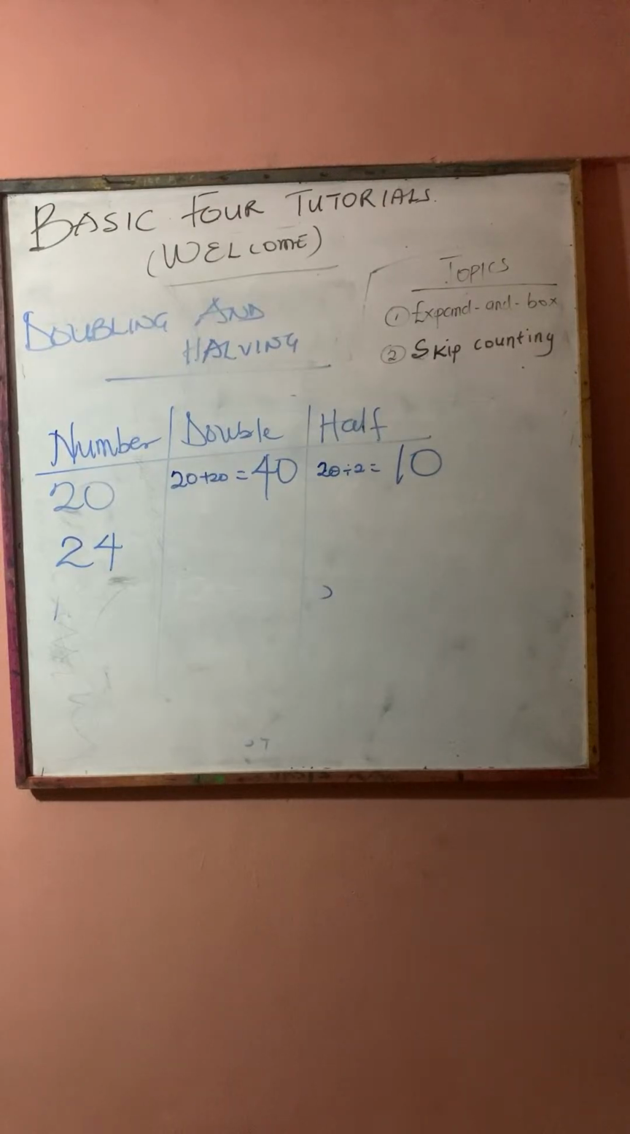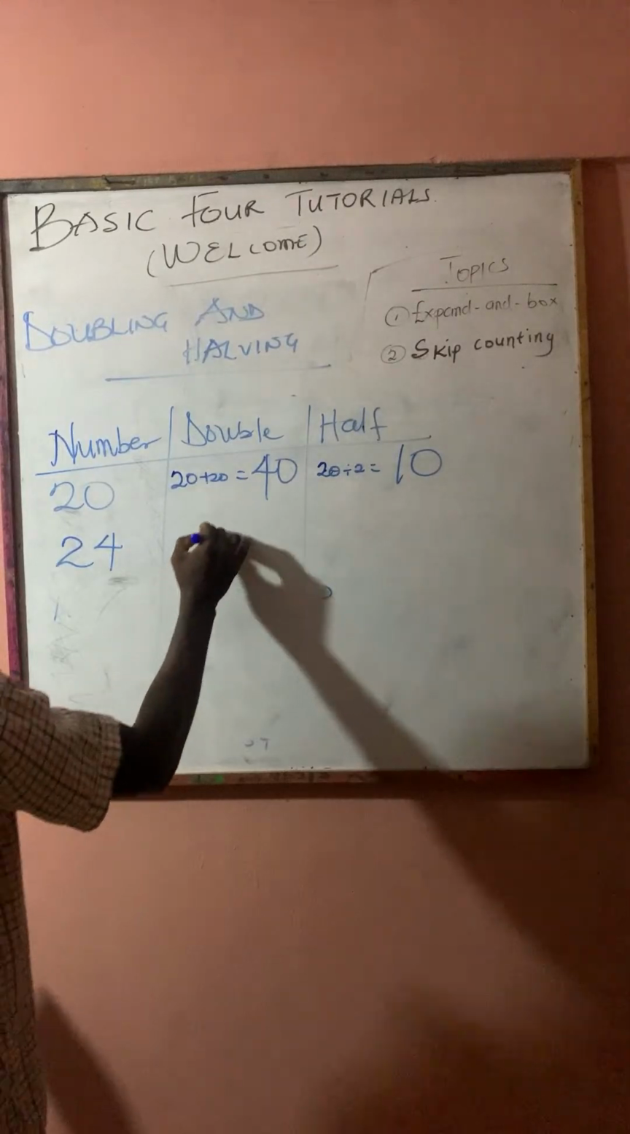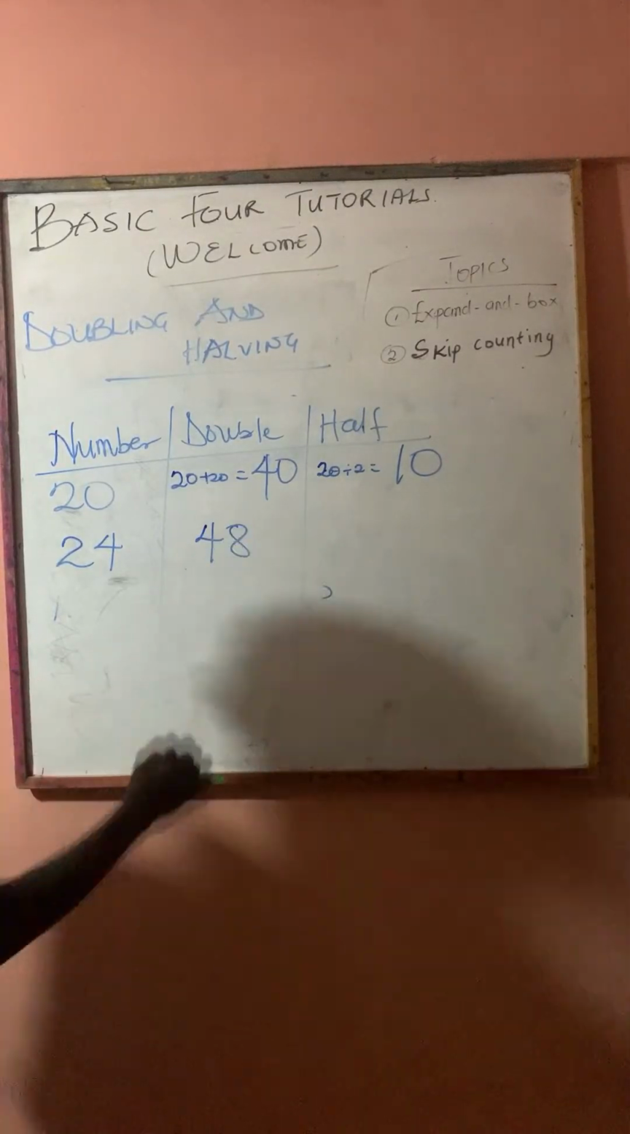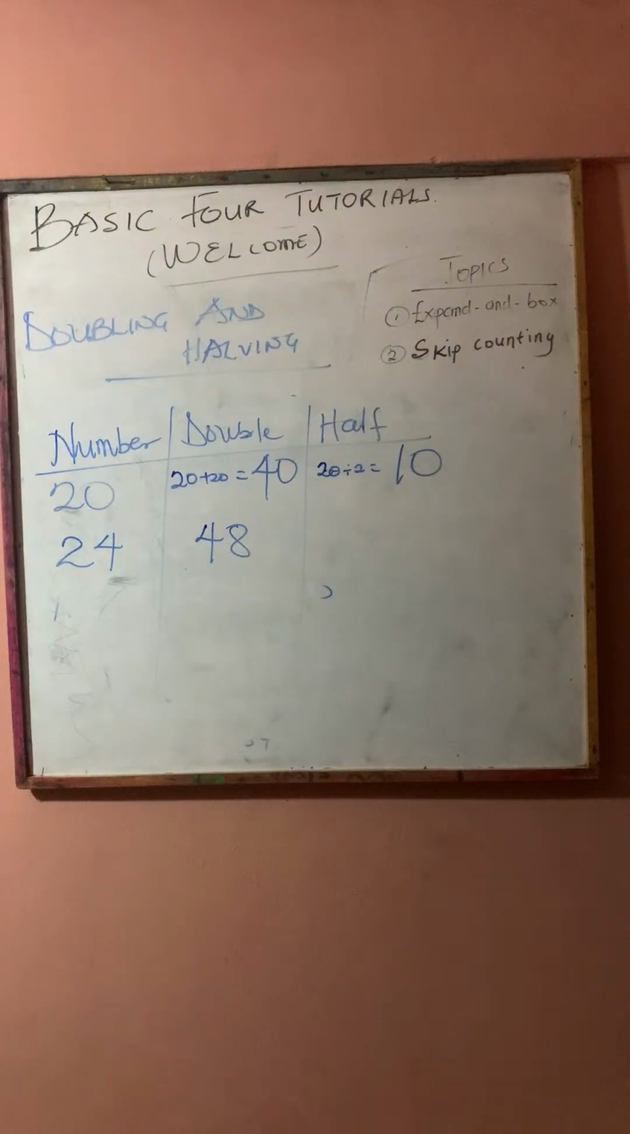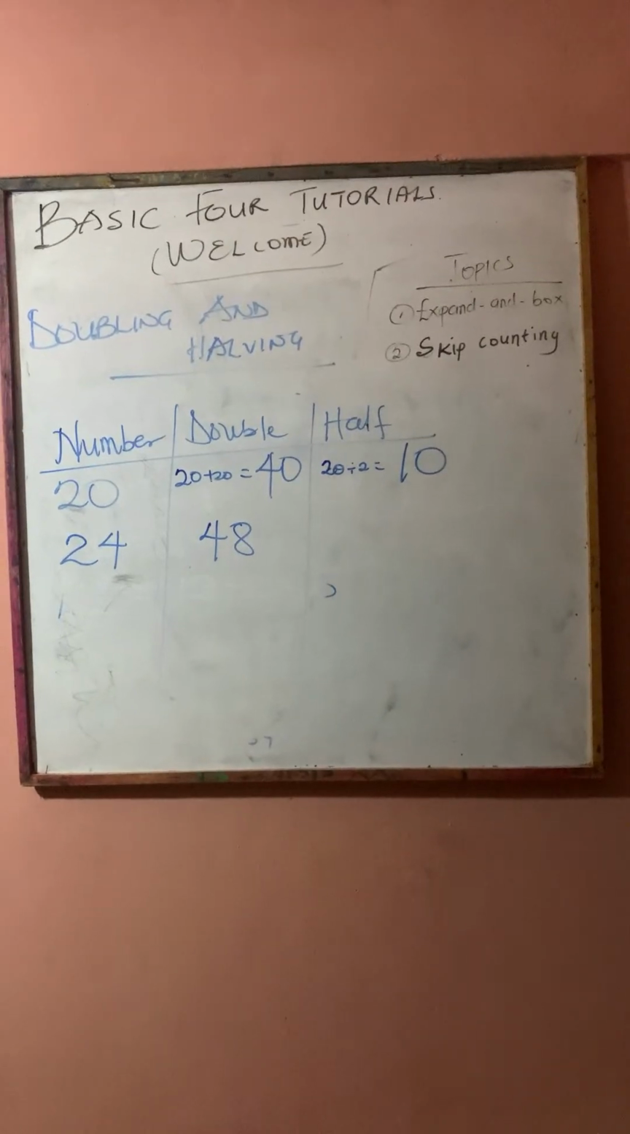Okay, so let's move on. The double of 24 here is 48. What's the half of 24? Half of 24.